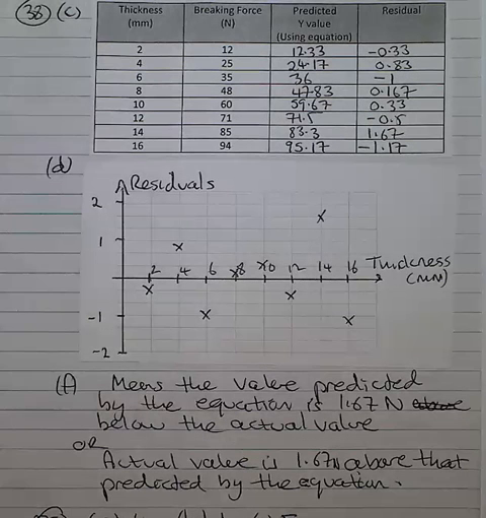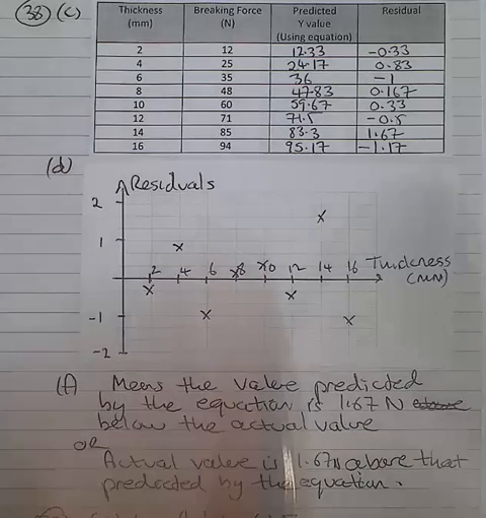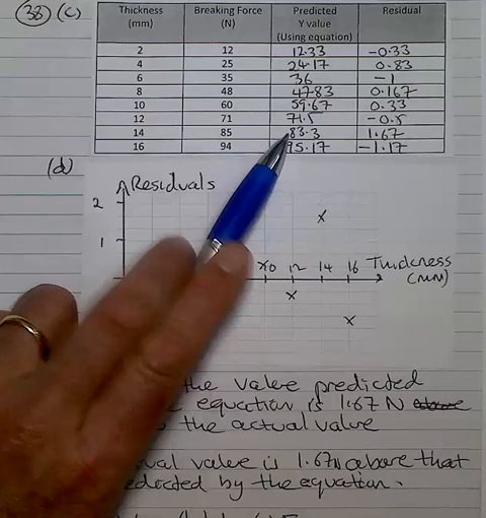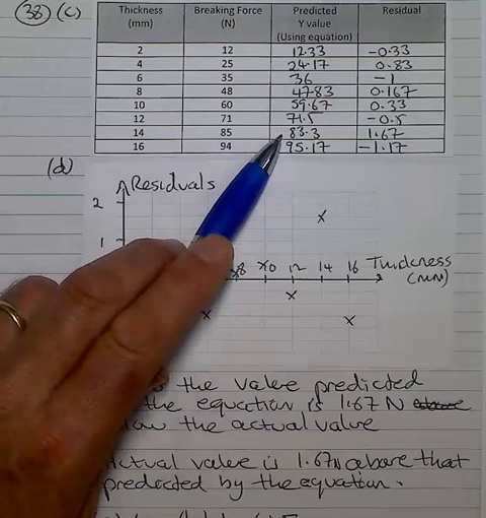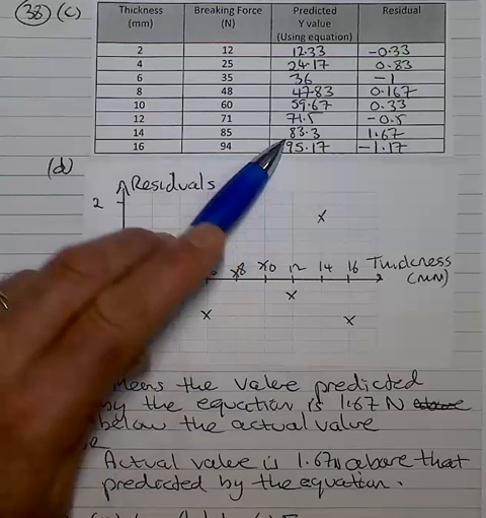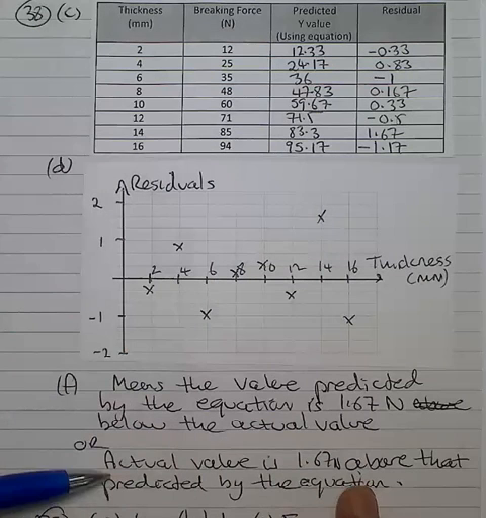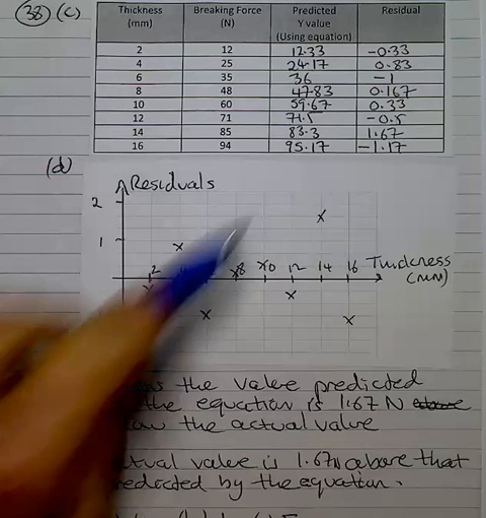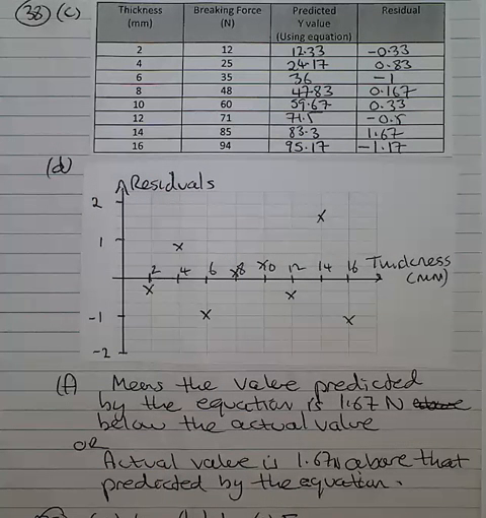Now, when it comes to making use of the information as you're going, we're asked what's happening with the value of 14. Well, we actually got 85. The predicted figure is 83.3. There's two ways of answering that question. We can say that the predicted figure is 1.67 newtons below the actual value, or I can say the actual value is 1.67 newtons above that predicted by the equation. Now, this is probably one of the harder things we look at in this course, so please take your time looking at this particular question and taking the time to plot this graph by hand as you go.